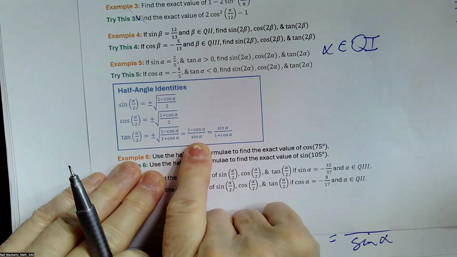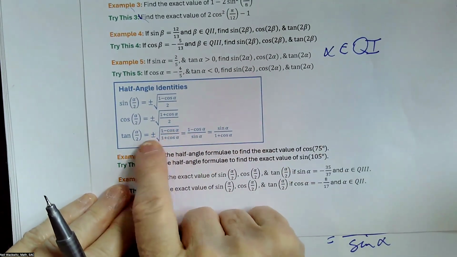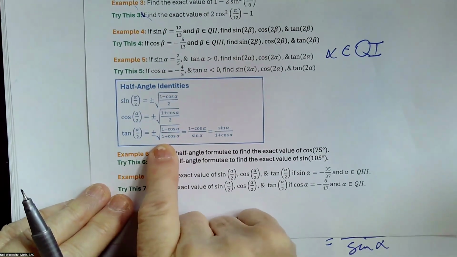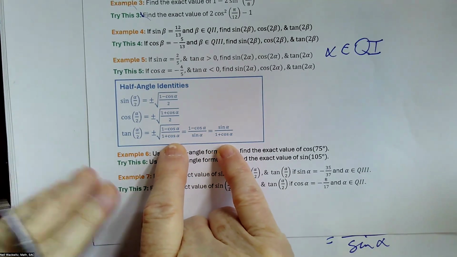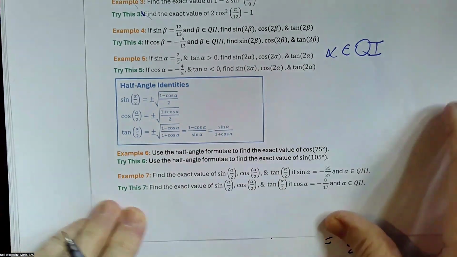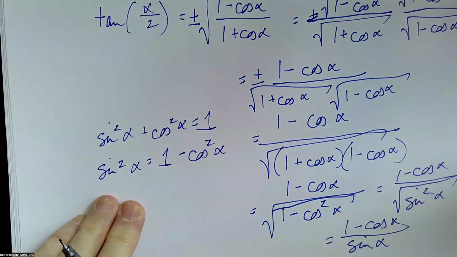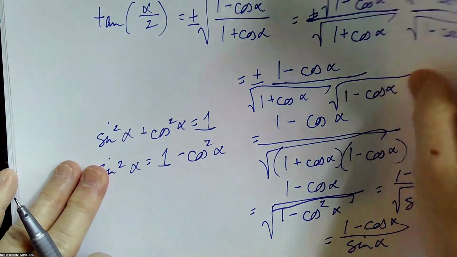That's the first one. And then to get the second one, we would multiply numerator and denominator by the square root of 1 plus cosine alpha, and that would rationalize the numerator. So let's use one of those formulas.